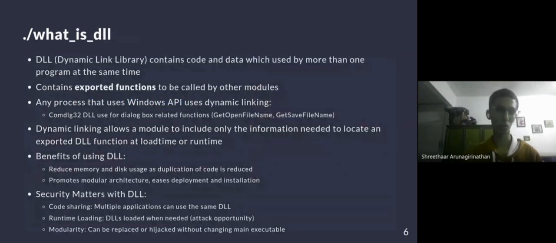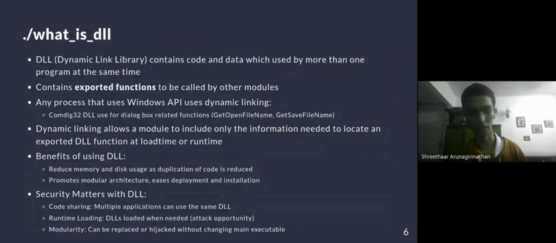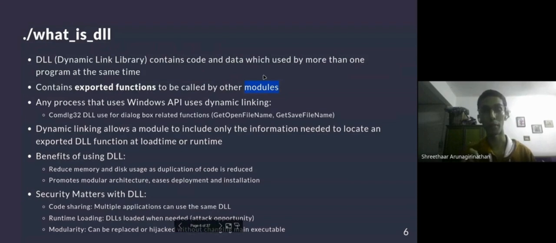So now we come to the part where we understand what is DLL. DLL stands for Dynamic Link Library, which contains code and data, just like in EXE, but the difference is that a DLL can be used by more than one program at the same time. So it contains exported functions to be called by other modules. Modules here we are referring to an application, an EXE. So an EXE is able to call exported functions contained in the DLL.